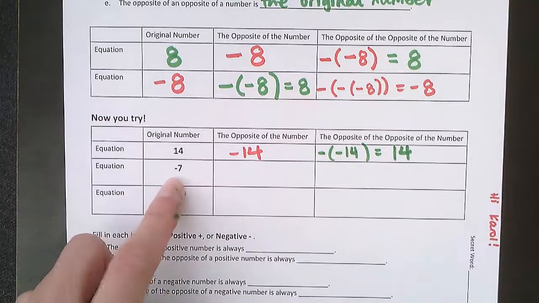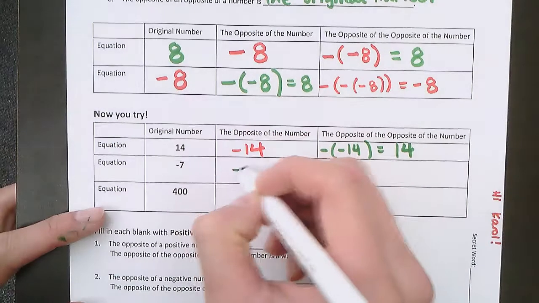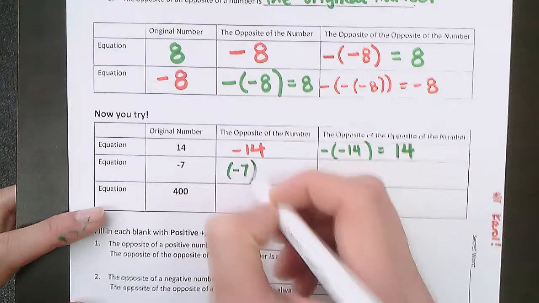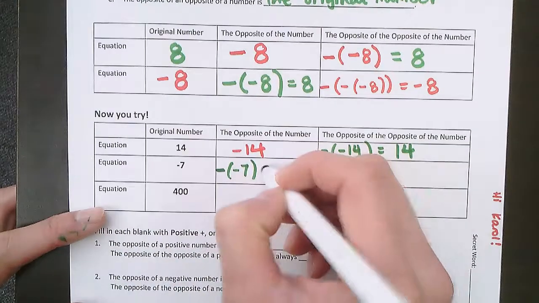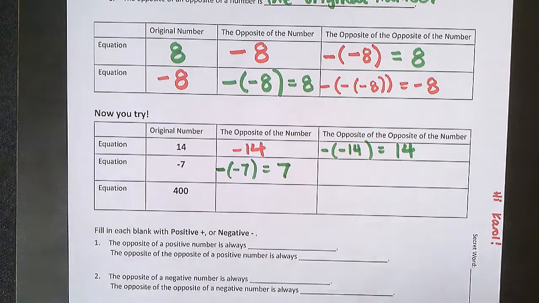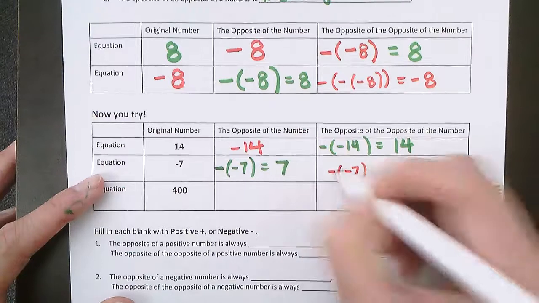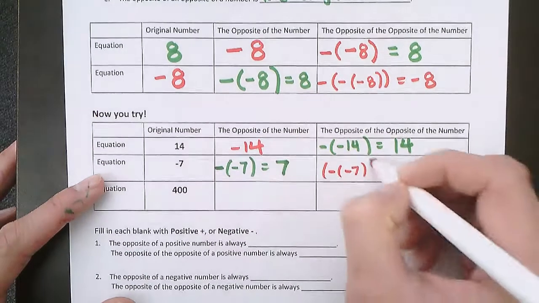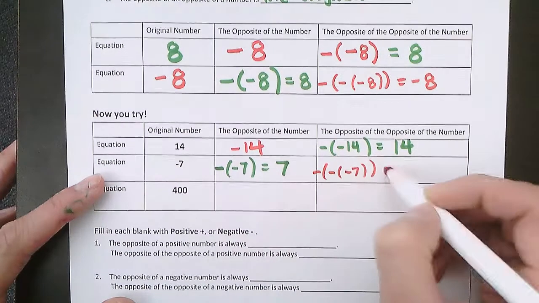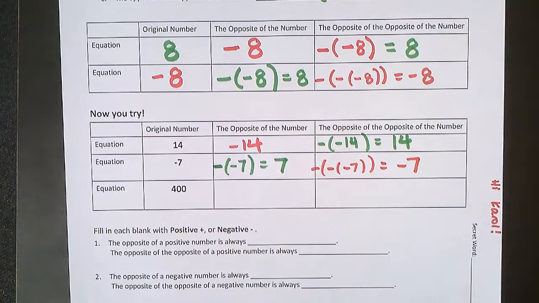Now, if the original number is negative 7, the opposite of negative 7 is, we're going to have negative 7, like that. Brings it back to positive 7. And the opposite of that, it would have negative 7, and then another opposite with another negative, brings it back to negative 7, which is the original number. If you got that on your own, 3 gold stars.